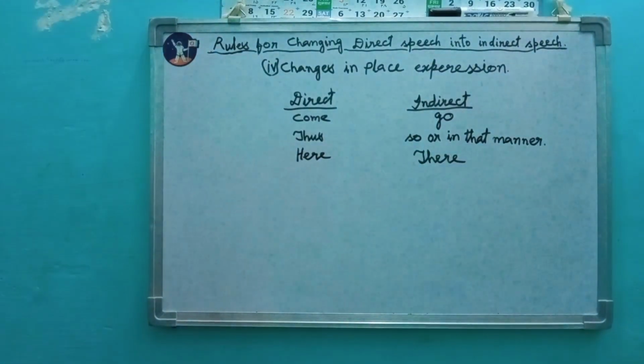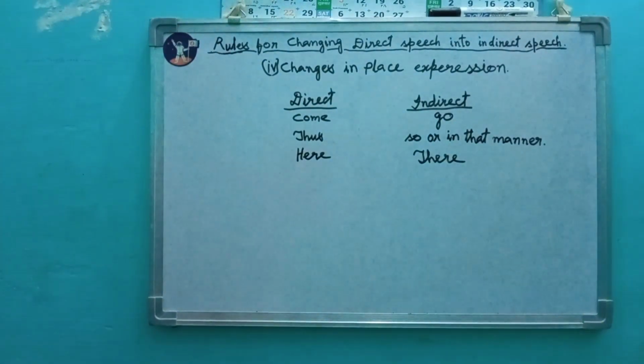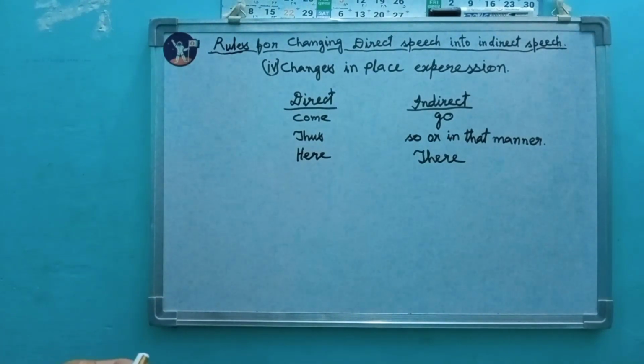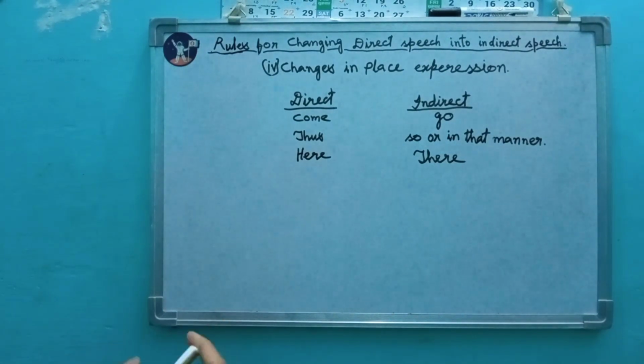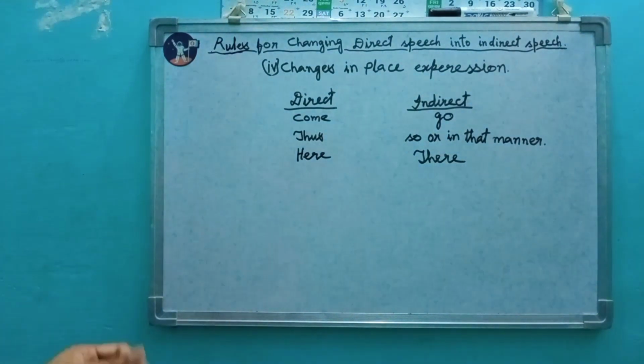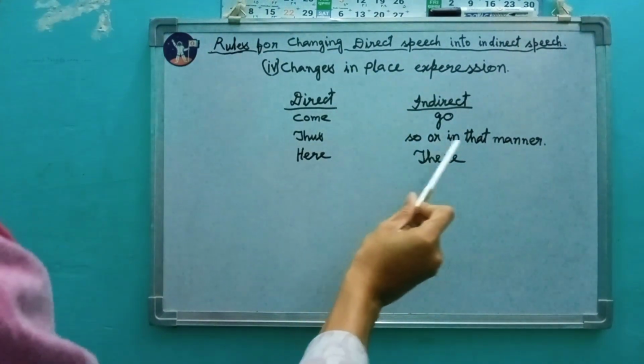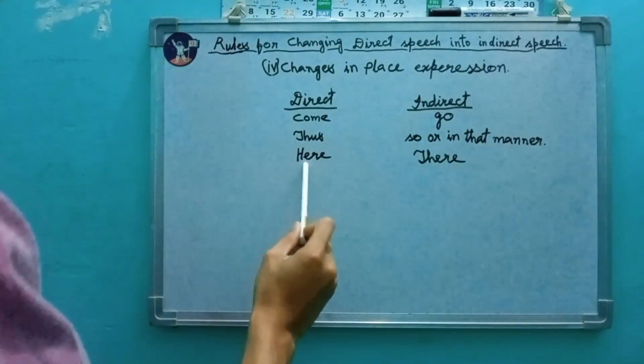Now we will discuss the last rule of narration: change in place expressions. In direct speech we write come. Then when we change the sentence into indirect, we write go. Come, go. Thus, so, or in that manner. Here, there.